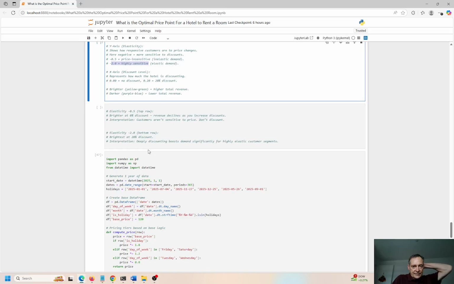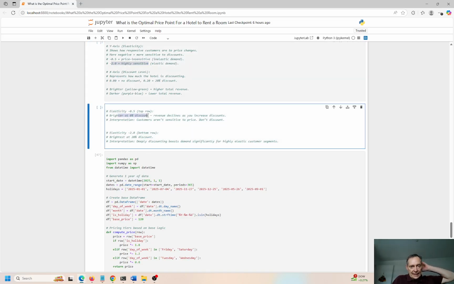And what else? Elasticity 0.5, brighter at 0% discount. Revenue declines as you increase discounts. Okay, that's just common sense. And deeply discounting the room boosts demand significantly for higher elastic customer segments.